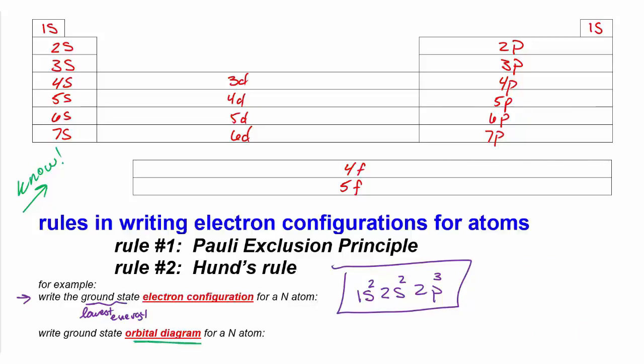Now when it asks for an orbital diagram, it's a little bit different. It wants us to draw a picture. It wants us to draw lines or boxes and arrows for the electrons. So no big deal, we'll have 1s, 2s, 2p. Now how many boxes or lines do you draw for an s? There's only one orbital, so just draw one orbital. 2s, just draw one orbital. But in p's, there are 3 orbitals.